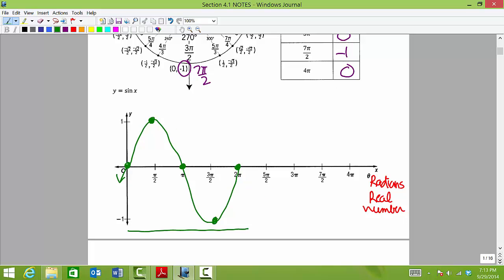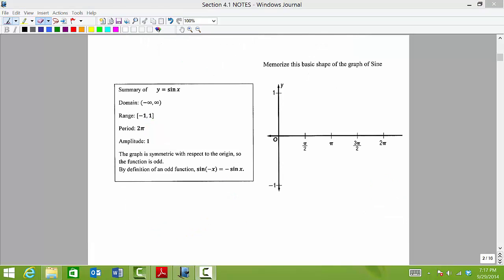Notice that it starts at the axis, on the x-intercept of 0, and then reaches a max, comes back down to the x-axis, reaches a min, and then comes back up to the x-axis. The distance required to complete one full cycle is called the period, and the basic shape of our sine function has period 2 pi, meaning we complete one cycle in 2 pi units.